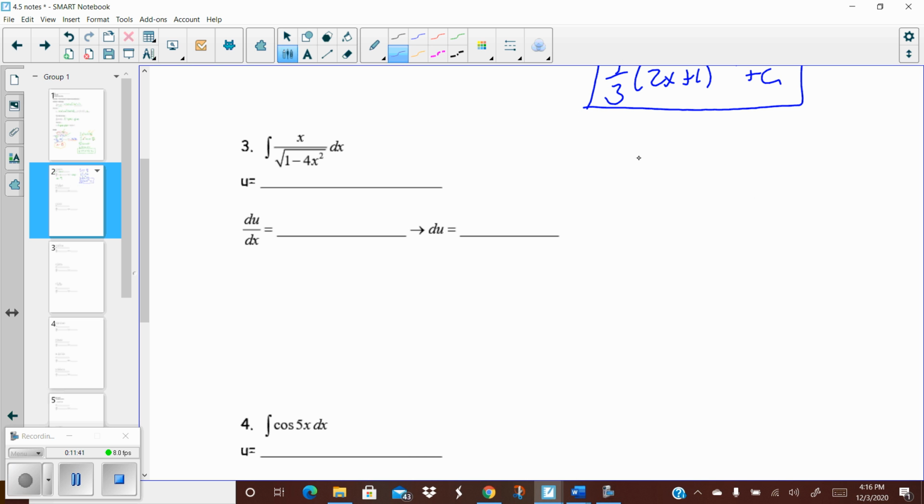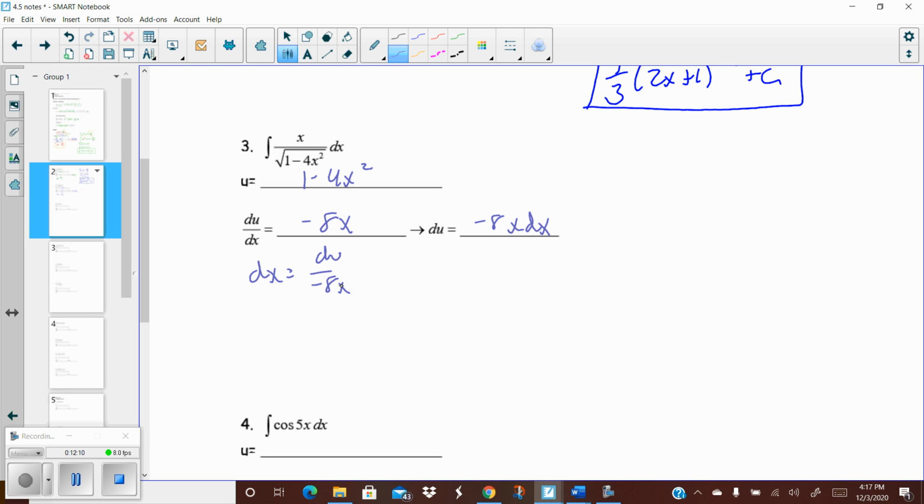And a denominator is a composited piece. So in this case, we're going to actually let it be the inside of the denominator square root. So u will be 1 minus 4x squared. Then the derivative of that is going to give us negative 8x. Solving for the dx, we multiply dx to both sides, and then divide by the negative 8x to actually get dx. So that's going to be du over negative 8x.